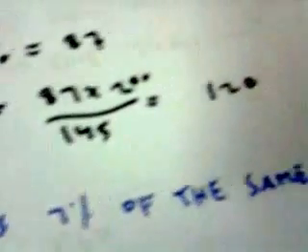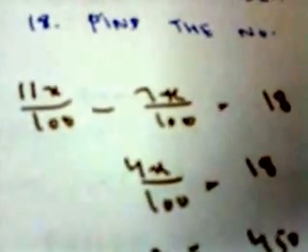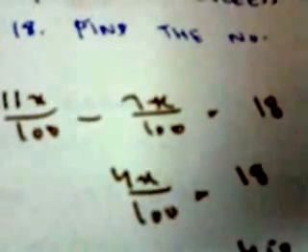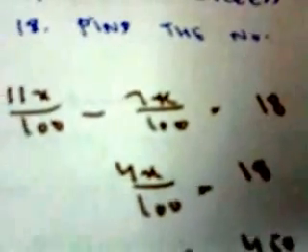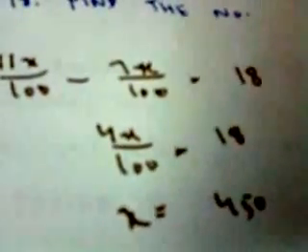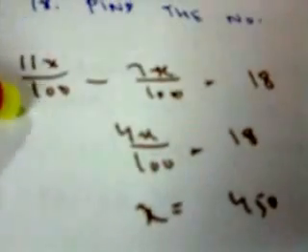Next question. 11% of a number exceeds 7% of the same by 18. Find the number. We'll do it algebraically. If the number is x, 11x by 100, 11% of x is more than 7% of x by 18. So 4x by 100 is 18. So x is 450.